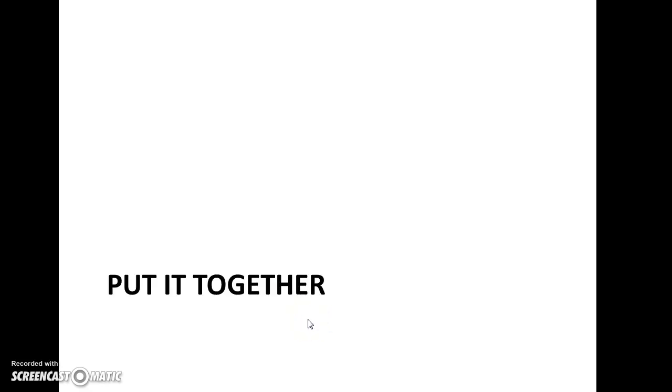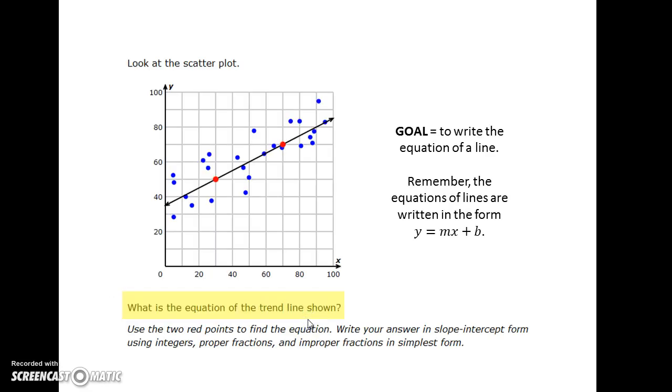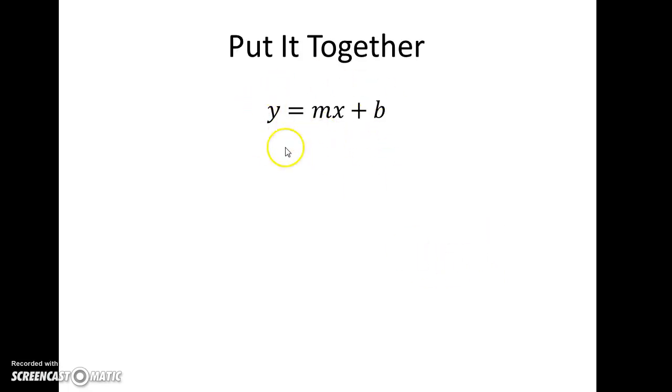Last but not least, we're going to put it together. Again, here is what our problem says. What is the equation of the trend line shown? And remember, the equations of lines are written in the form y equals mx plus b, so our answer needs to be in this form. So y equals mx plus b.